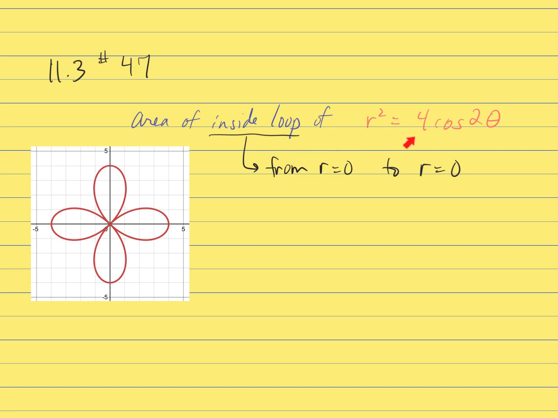We can use technology on this problem. So we need the area of the inside of one loop. So that's going to be as r goes from 0 to 0, by which I mean at some point r will be 0, and then theta will increase, and eventually r will become 0 again. So let's go ahead and find when r is equal to 0 here.